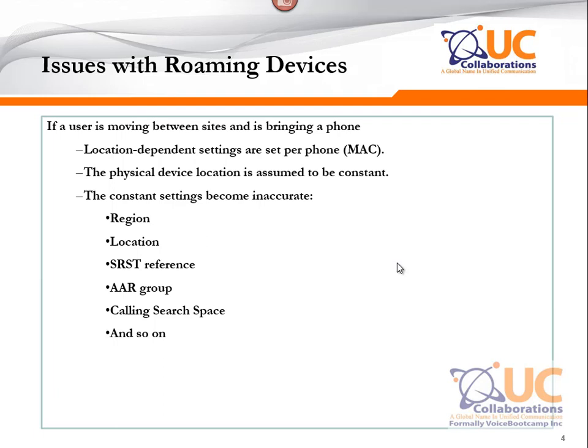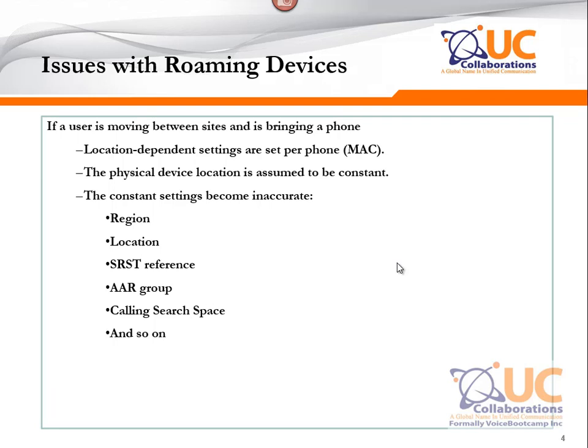So some of the issues when I'm moving from one location to another is that location-dependent settings are set per IP phone. There are certain settings that are hard-coded to the IP phone for its particular location. A physical device location is assumed to be constant. Constant settings, for example, even if you go to different locations such as Japan, your region doesn't change, your location doesn't change, your SRST reference doesn't change, AAR group, calling search space, and so on. These are the items that do not change.